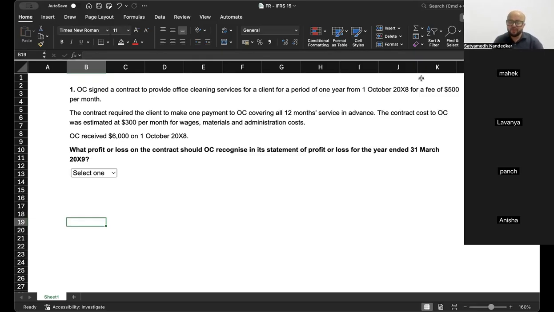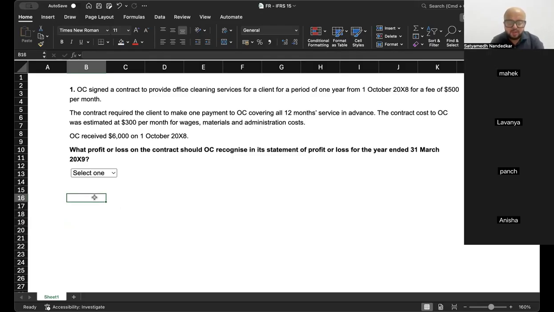What is the contract for? The contract is for providing office cleaning services for a period of 1 year. What profit or loss on the contract should OC recognize in its statement of profit or loss for the year ended 31st of March 2009?